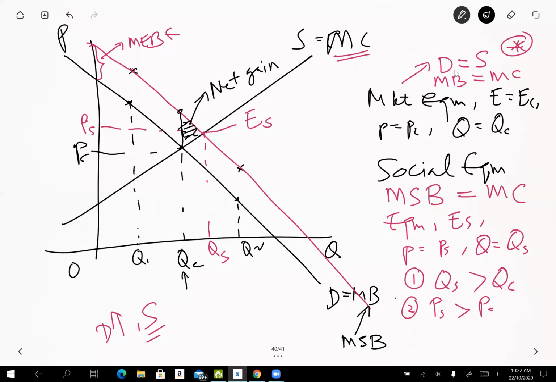Because now we are looking at the interest of the society. So like we said earlier, the market equilibrium will not be optimum. The social equilibrium will be optimum. So at QC, the MSB is bigger than the MB. What happened? What happened to the output level? If the marginal benefit is larger than the marginal cost, what happened to output?